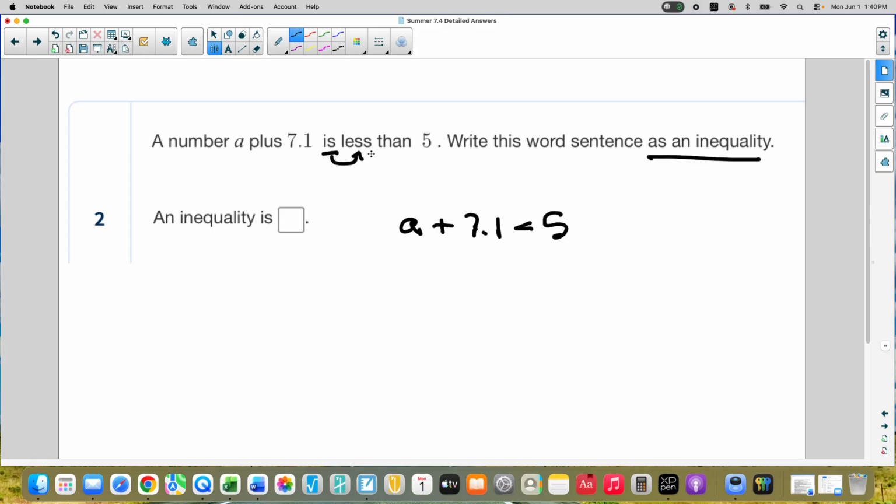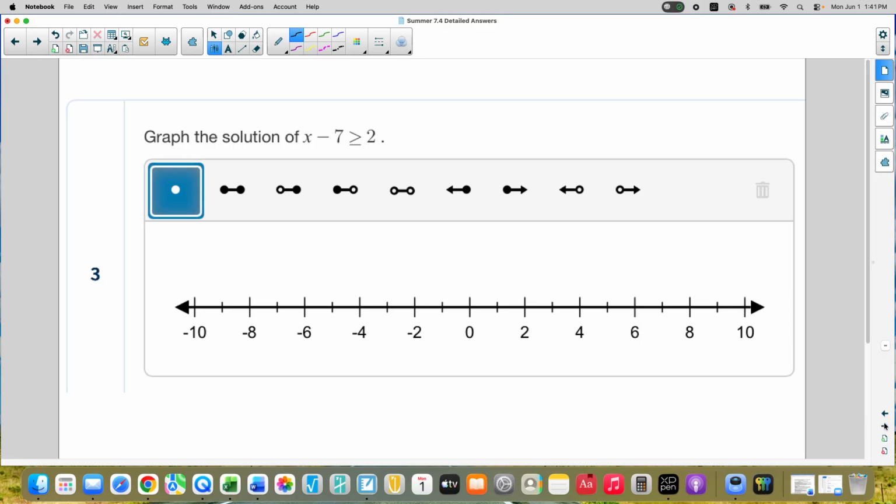"Is less than" is the important thing you have to pay attention to. The problem also tells you it's an inequality. Inequalities are things like less than or equal to, greater than or equal to. So those phrases are important to understand.